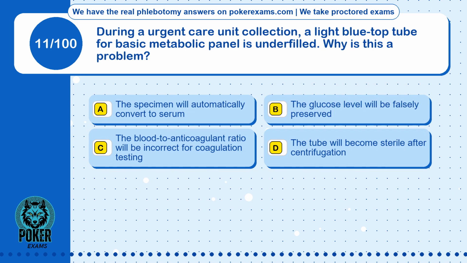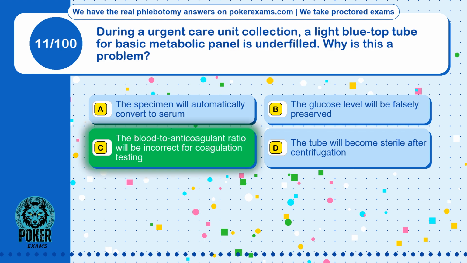Question 11. During an urgent care unit collection, a light blue top tube for a basic metabolic panel is underfilled. Why is this a problem? Option A. The specimen will automatically convert to serum. Option B. The glucose level will be falsely preserved. Option C. The blood to anticoagulant ratio will be incorrect for coagulation testing. Option D. The tube will become sterile after centrifugation.